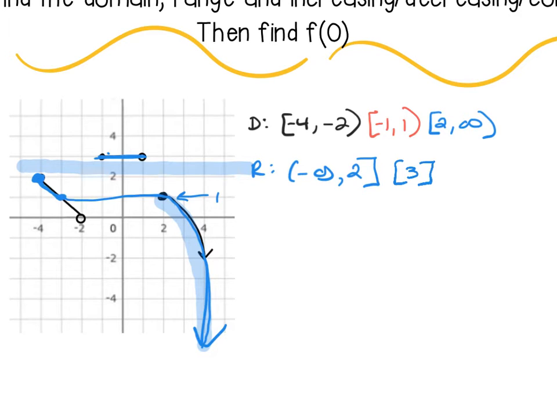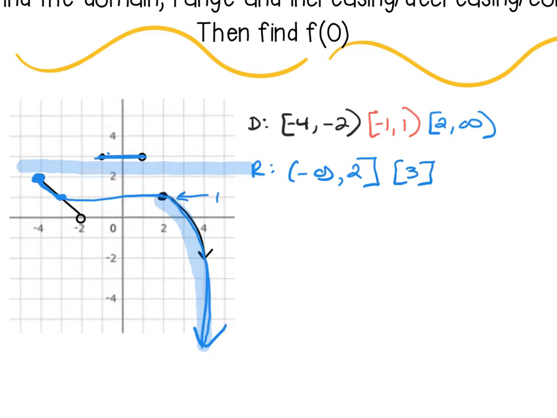If it was an open circle, we wouldn't include it at all. Even though these are open, these values inside, yeah, they include 3. So the brackets say, am I including 3 as part of this range or not? Even though these don't, the ones in between do. Oh, okay. Yep. So the bracket has to be there.